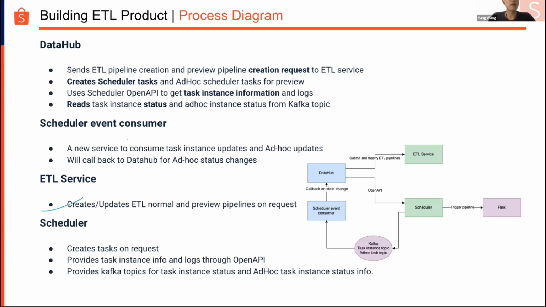I'll introduce the backend system briefly. There are 5 main components. DataHub is the interface to user and is the center to coordinate everything. It sends ETL pipeline creation and preview pipeline creation requests to ETL service. It creates scheduler tasks and ad hoc scheduler tasks for preview. It uses scheduler open API to get task instance information and logs. And it reads task instance status and ad hoc status from Kafka topic. Finally, the job will be submitted to our Flink platform.